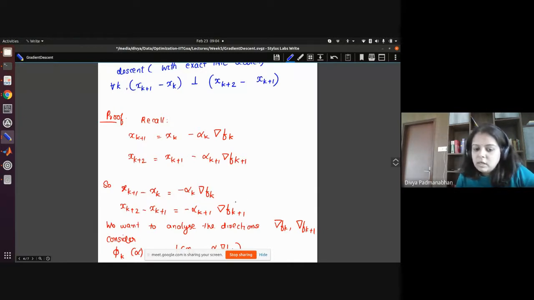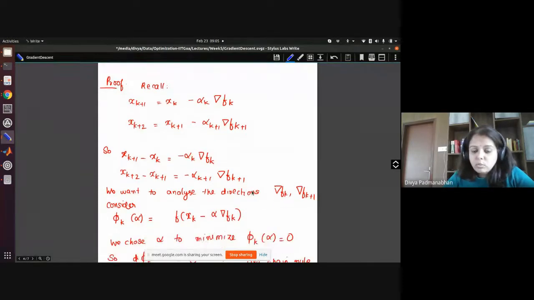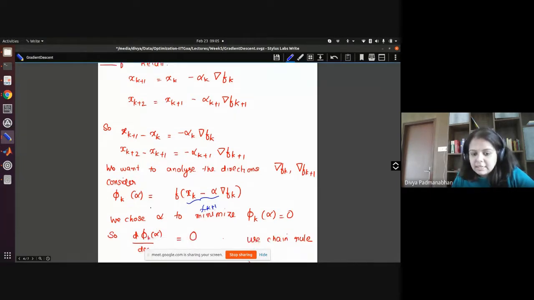One thing that is important here is that the way we've set alpha also makes a difference. What we consider here is the function f of xk minus alpha grad fk. This is just xk+1. So f of xk+1 as a function of alpha is phi k. And remember, we chose alpha to minimize phi k. So in short, you want the necessary condition.